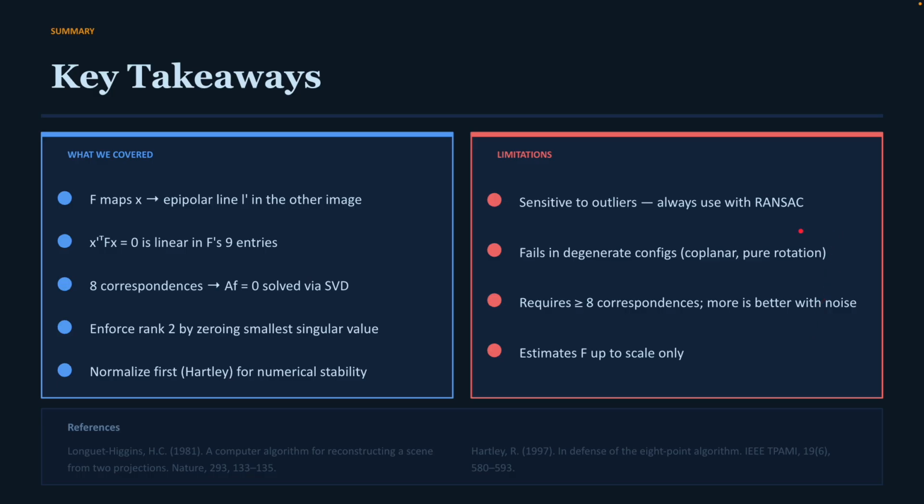Limitations worth noting are that this algorithm is sensitive to outliers, which is why you use it with RANSAC in practice. It fails in degenerate cases like purely coplanar scenes or pure camera rotation. It only gives F up to a scale.